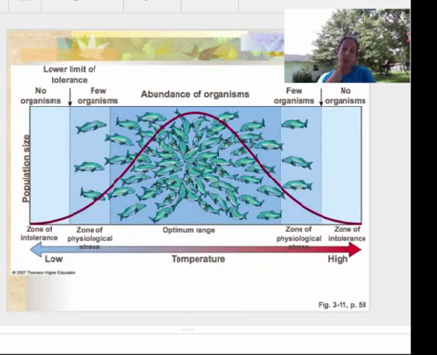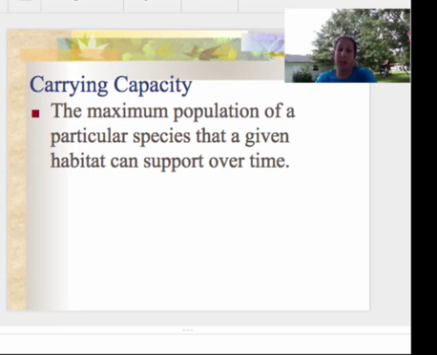This picture has also come up on the exam as a multiple choice question and an FRQ. We look at the abundance of those organisms, where we have a few above and below your extremes, and that's that tolerance level. But what is the carrying capacity? That's the maximum number of a particular species in a given habitat in a certain period of time.